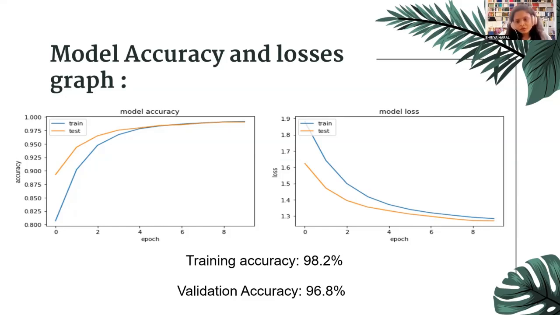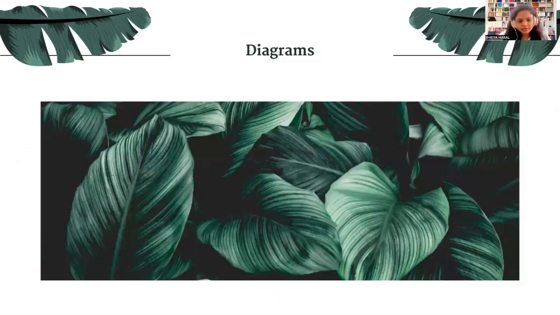Similarly, we have done it for the model losses as well. So here you can see the training loss and the testing loss for our model based on the number of epochs on which we have tested our model. So this is the app for machine learning.